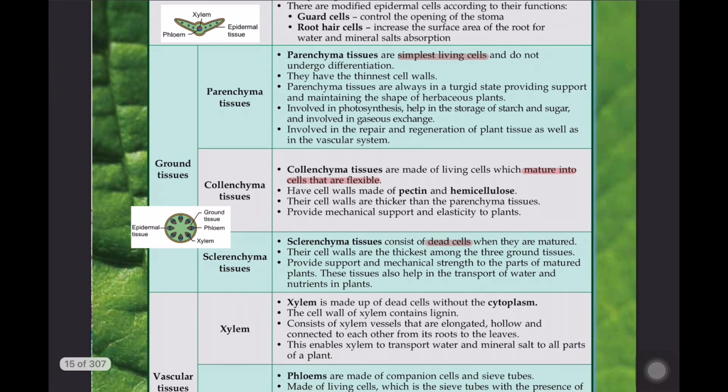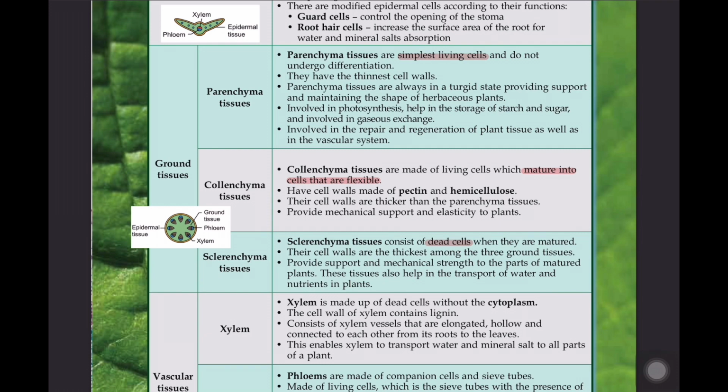So the ground tissues, as you can see from here, hold a big chunk in the plant itself, and there are 3 different types. The main difference would be the thickness of the cell walls and the type of tissues that they are.